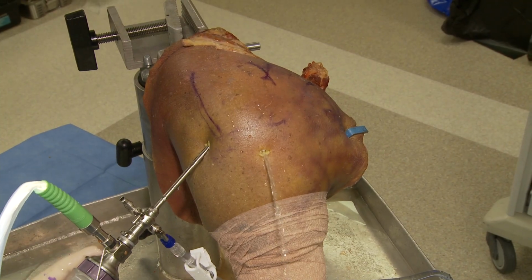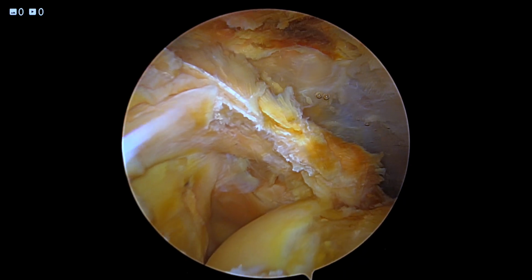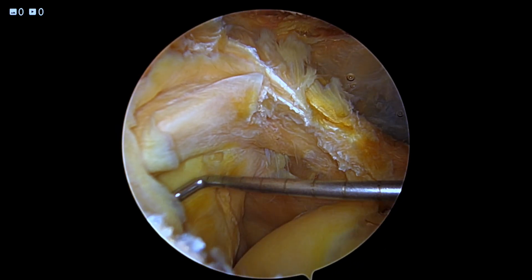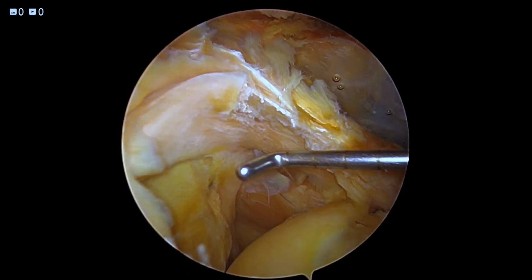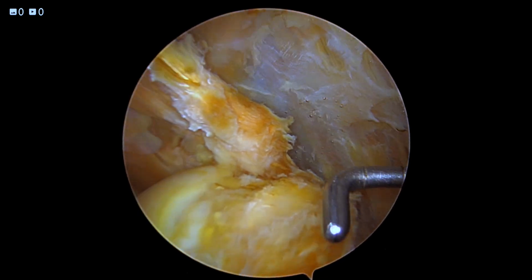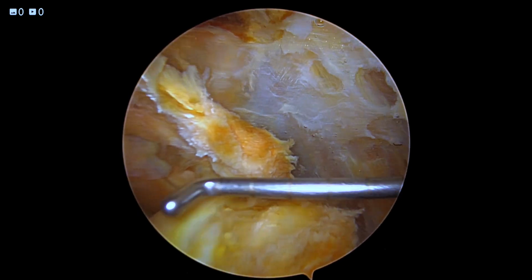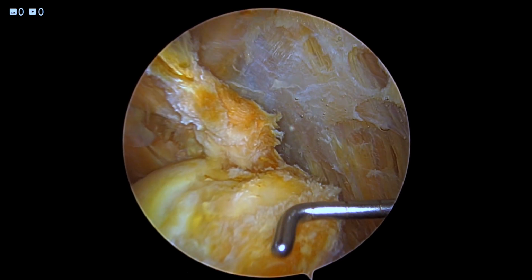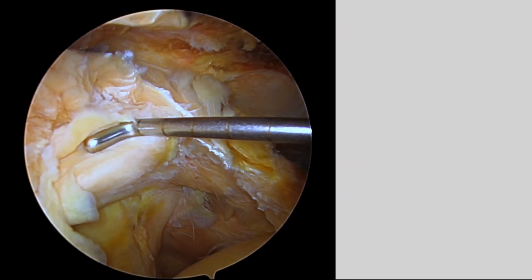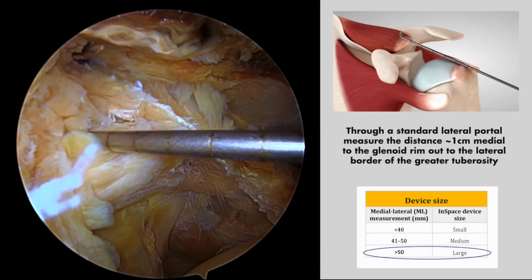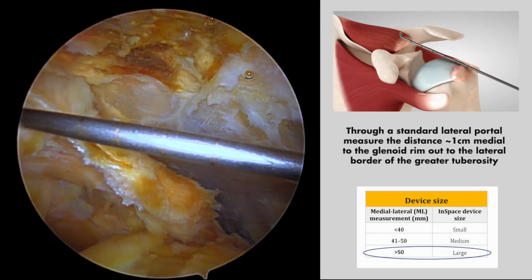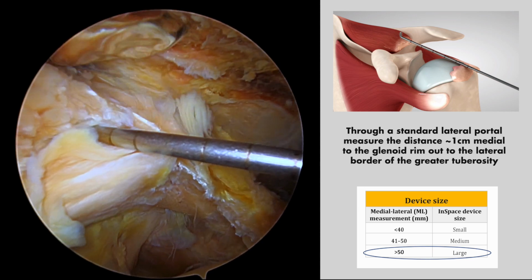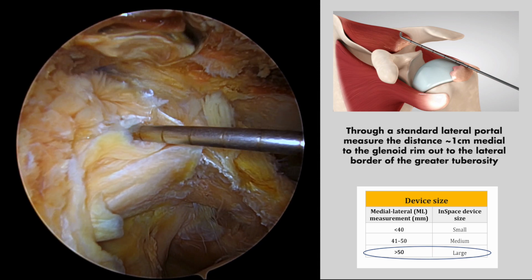So once we've established a clear visualization within the subacromial space, you can see here the remnant of our rotator cuff. Here is the glenoid, the remnant of the biceps, the lateral margin of the tuberosity. The first thing we're going to do is use a graduated measurement device in order to size the implant that's appropriate for this patient. In this setting, what we do is start about 1 centimeter medial to the margin of the glenoid, and we're going to measure to the lateral margin of the tuberosity. And in this situation, we've measured that at 55 millimeters.